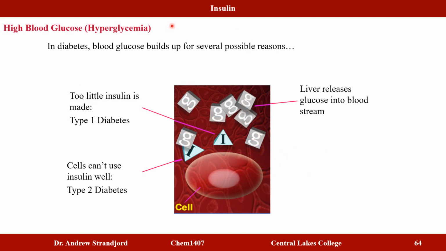We often refer to those who have diabetes as having a high blood glucose level. In other words, they're hyperglycemic. Glycemic again meaning sugar levels. There are 2 types of diabetes. One is that if too little insulin is made by our pancreas, we don't have enough insulin to help move that glucose into the cells, or the cells can't use insulin very well, and that's type 2 diabetes.